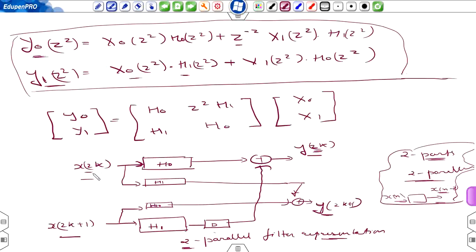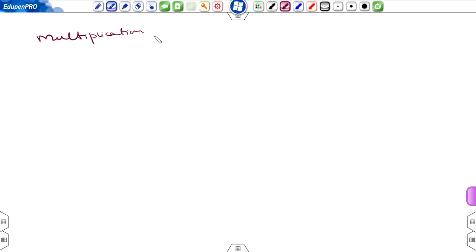Okay, so these filters are of length n by 2, and each sample x of 2k will be multiplied by n by 2 coefficients of h0 and n by 2 coefficients of h1. Similarly, x of 2k plus 1 will be multiplied n by 2 times in this filter and n by 2 times in this filter. The total number of multiplications are, in total we have 4 subfilters, and in each subfilter the multiplication will be n by 2, so that is 2n.